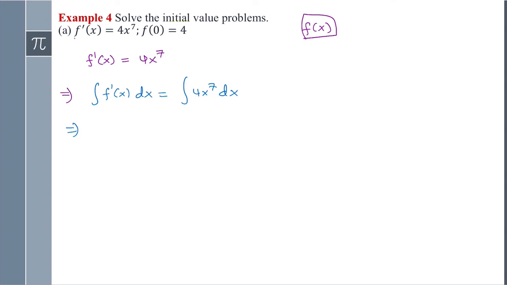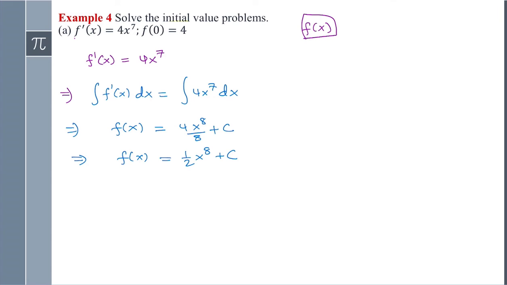Now the left hand side is just going to give me the function, because when I integrate the derivative, I get the function without the derivative. Equals, here we have 4 times the integral of x to the 7th, which is x to the 8th over 8 plus c. Basically, we have f of x equals 1 half x to the 8th plus c. So I got my general antiderivative.